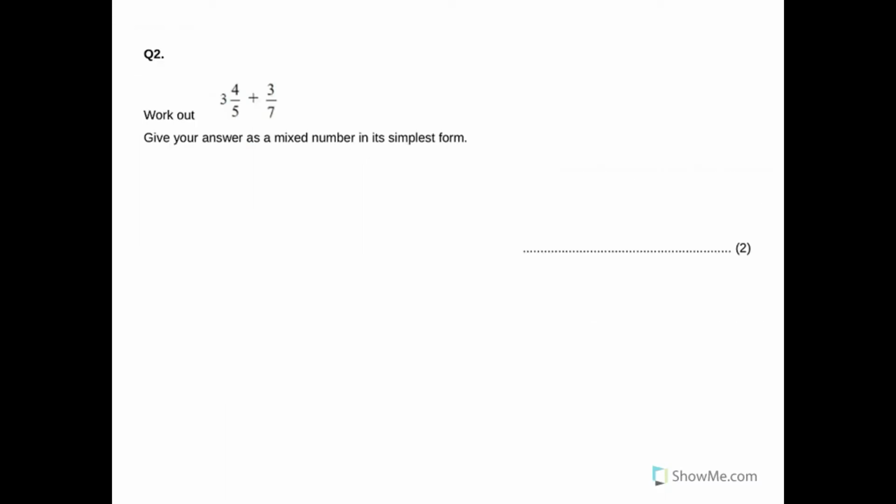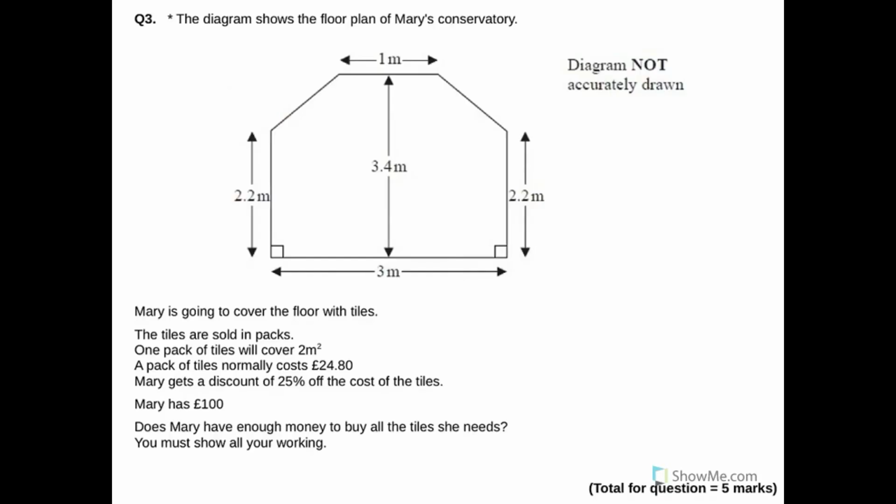On to question 2. Same as before, convert to improper and then use common denominator. In this case, 35 will be the common denominator. Question 3. Draw the diagram.